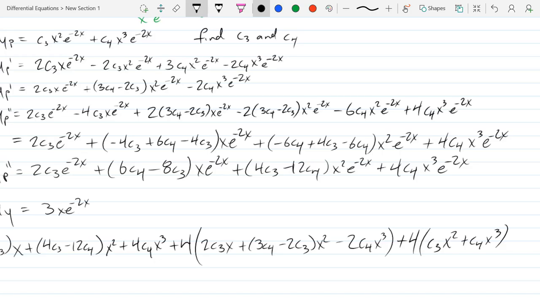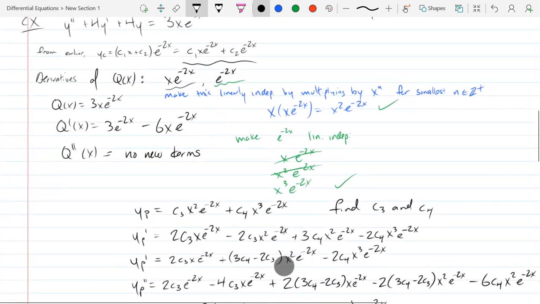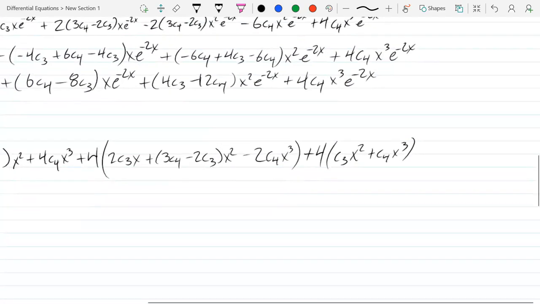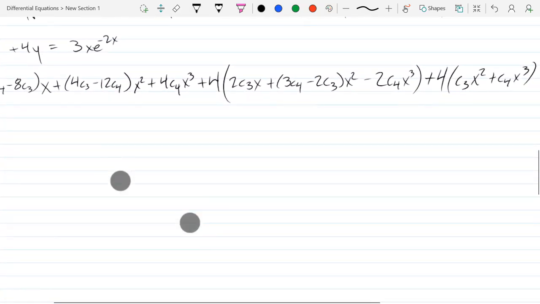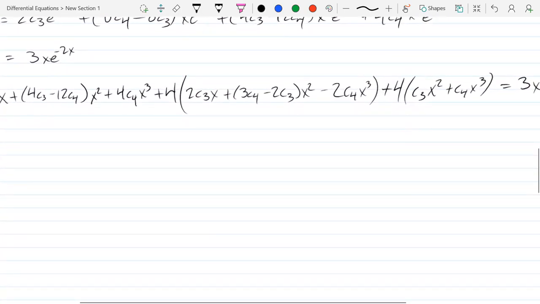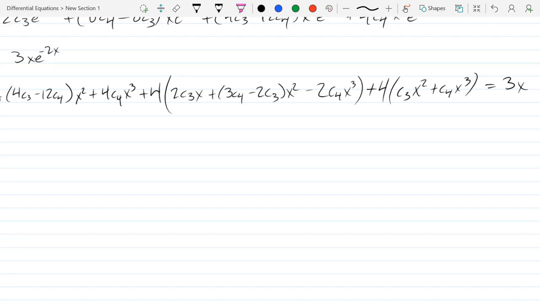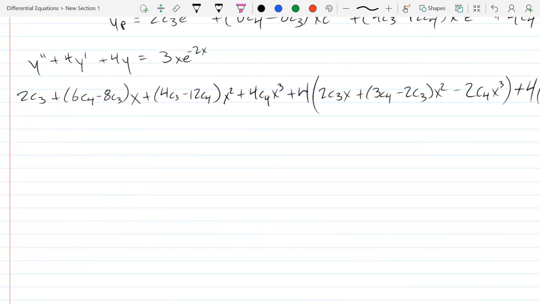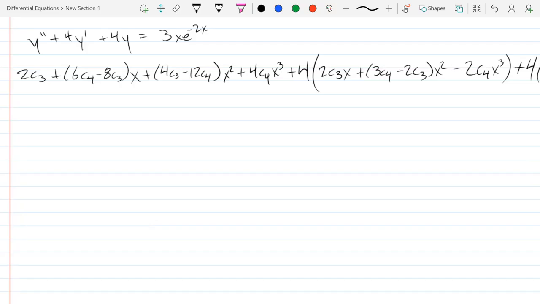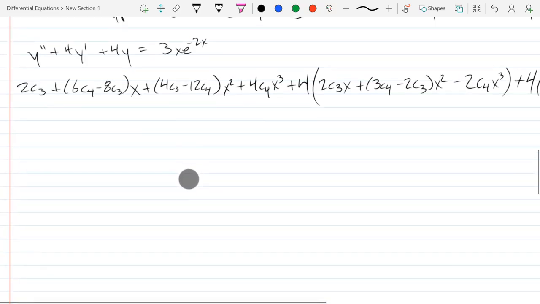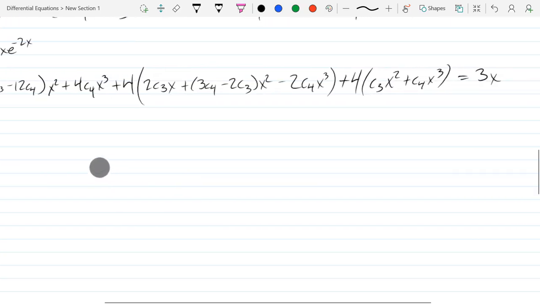I think we can do this. Almost there. C3x squared plus C4x cubed, x cubed equals 3x. So, geez, I can't even zoom out to the whole thing. Well, there's no pattern, so I can't really do that. So this is going to be very overdetermined. There's an x cubed, x squared, first and zero power, and we only have two numbers we're trying to find. So let's try to be smart.